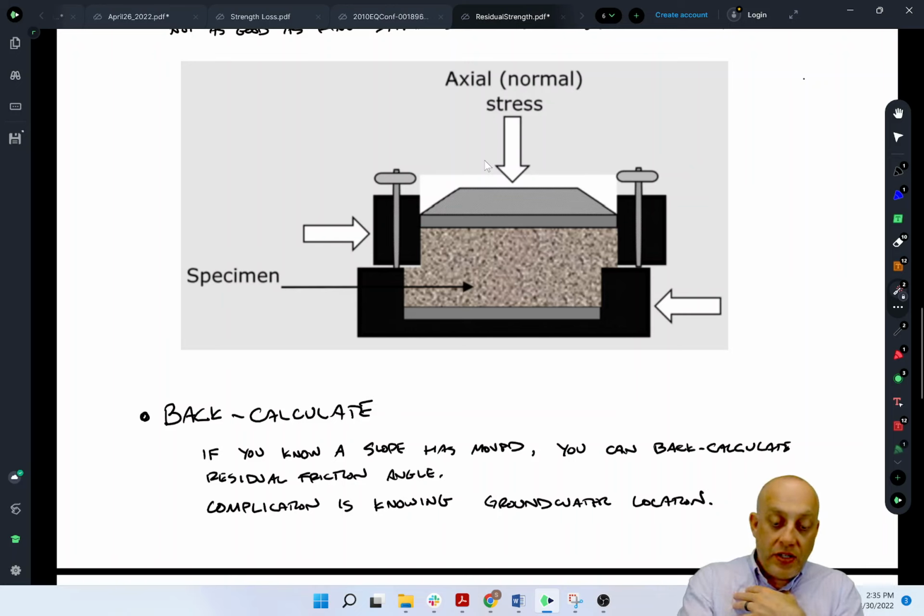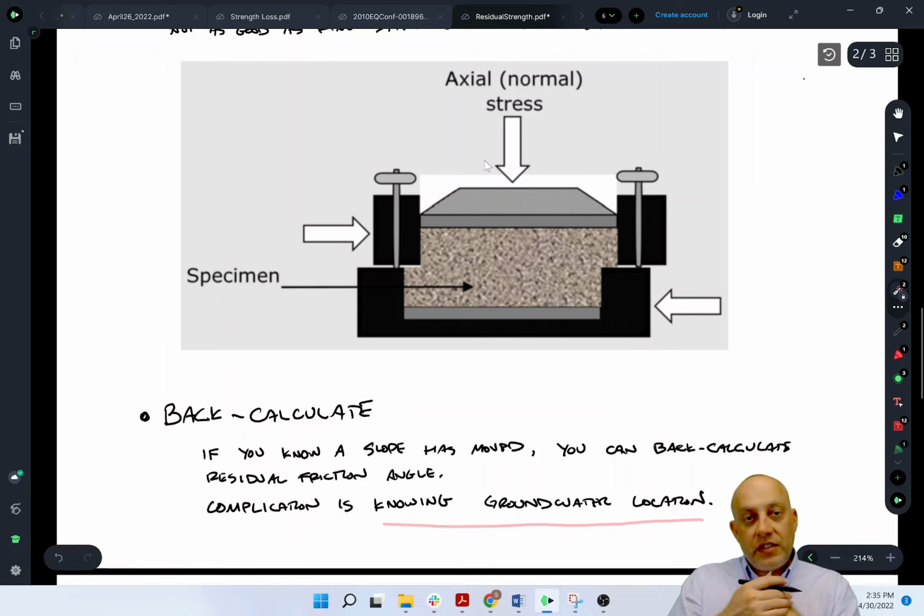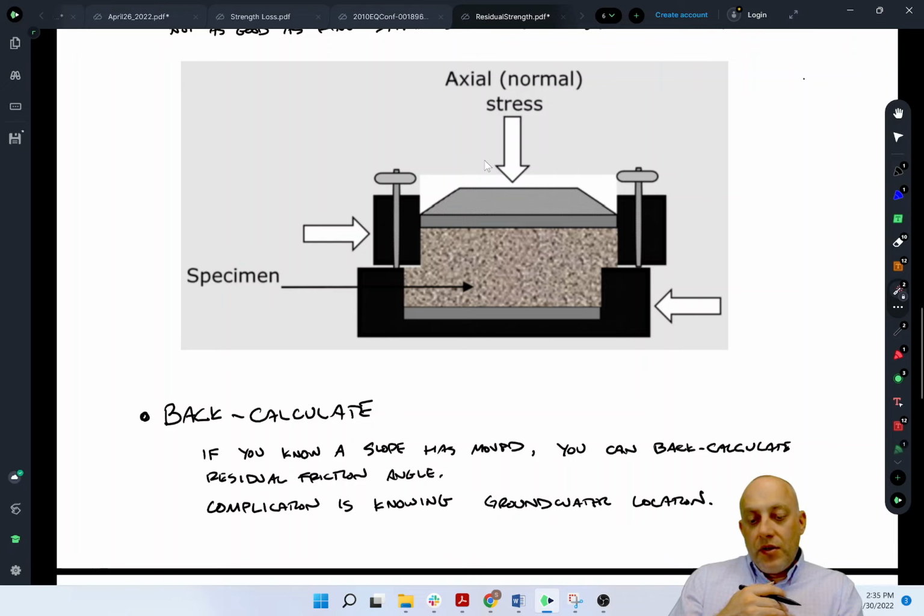A huge complication is knowing the groundwater location. Generally, the initial slope movement happens from an earthquake or something, or tectonic bending has caused this shear band to happen, but usually continued movement happens because of fluctuations in the groundwater table. If you're lucky enough to have groundwater measurements, that's great. You can use those. You'd have less uncertainty in your model. If you don't know anything about it, you're going to have to make some huge assumptions about groundwater location. It's a huge source of uncertainty, and so that's a problem with back calculation.